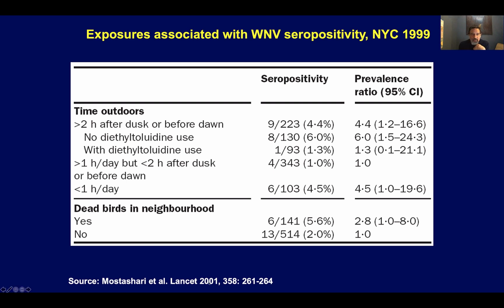I mentioned 2.6% positive in the entire survey, but if you looked at different groups, such as those that spent more than 2 hours outdoors after dusk or before dawn, when these particular mosquitoes that spread West Nile were out, the prevalence was higher. If they did not use mosquito repellent, their prevalence was also very high, and if they did use mosquito repellent, it was lower. And also, if they did report seeing dead birds in their neighborhood, they were more likely to be positive. So this notion that dead birds are a harbinger for an outbreak, or a marker for spread of the virus, is pretty substantial.